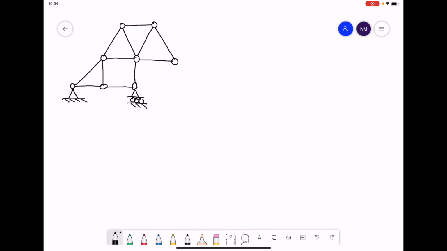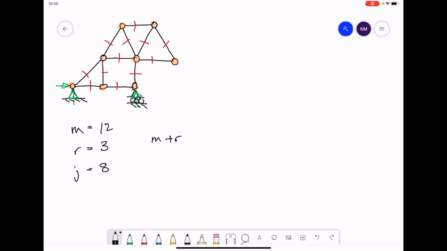In this structure, we're going to count out the number of members, number of reaction forces, and the number of joints. Number of members: 1, 2, 3, 4, 5, 6, 7, 8, 9, 10, 11, 12. Number of reaction forces: fixed support gets replaced by 2, a roller support gets replaced by 1, 1, 2, 3, 3 reaction forces. Number of joints: 1, 2, 3, 4, 5, 6, 7, 8.